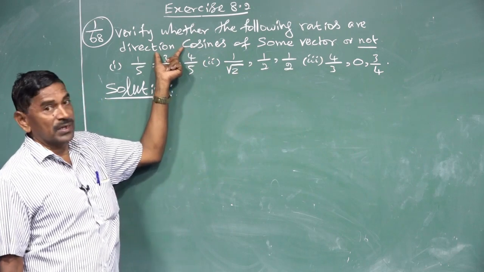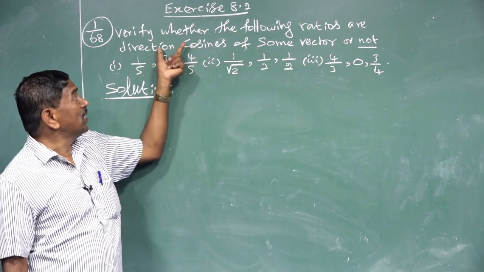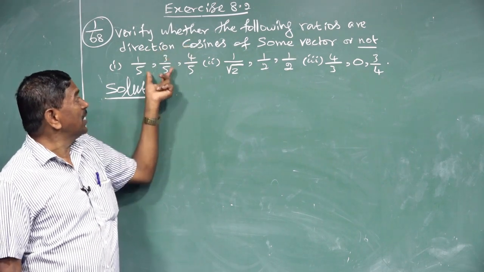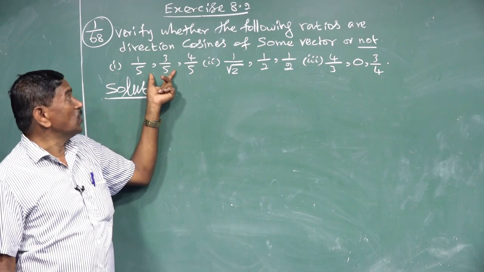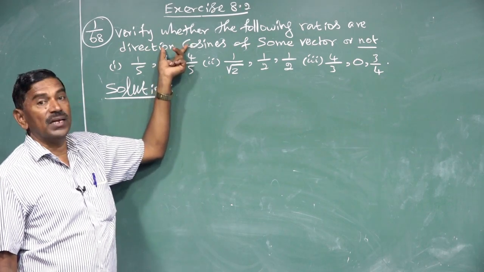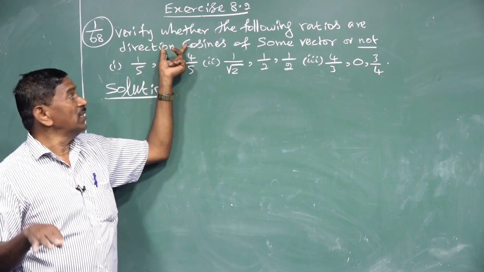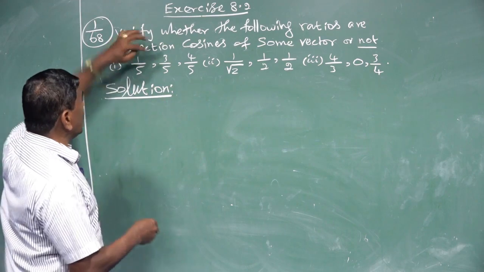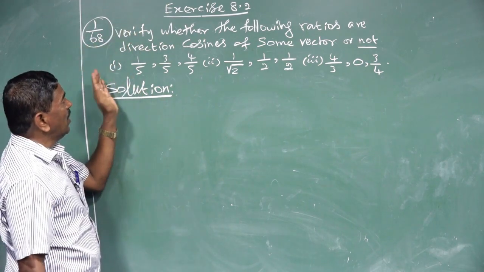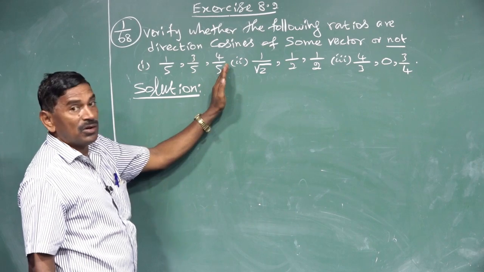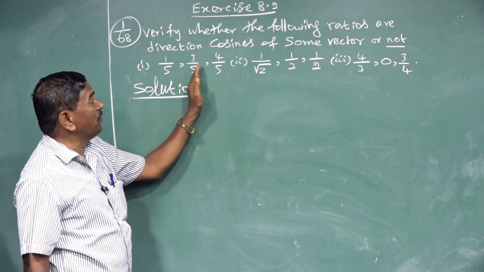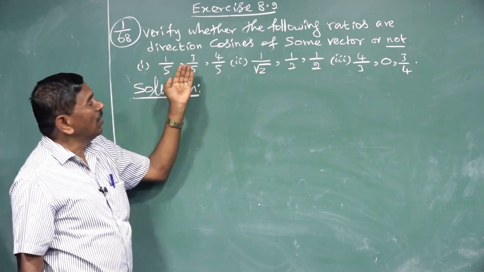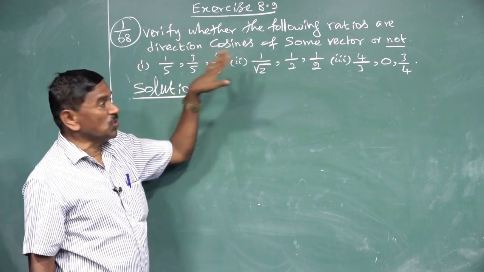So come to the topic, direction cosines. We know that cos alpha, cos beta, cos gamma are the direction cosines. If the given ratios are said to be direction cosines, then they must satisfy cos square alpha plus cos square beta plus cos square gamma equal to 1. So here, given that cos alpha, cos beta, cos gamma is equal to 1 by 5, 3 by 5, 4 by 5. We want to verify if this ratio denotes direction cosines or not.